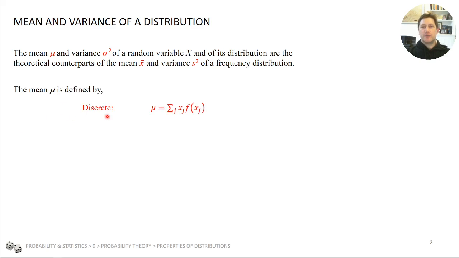The mean of a distribution, for a discrete distribution, is equal to the sum of all of the elements xj multiplied by the probability of each of those outcomes, f(xj). You add them up and that will give you the mean of that distribution. For continuous, you would do it with an integration. So we integrate from minus infinity to infinity to cover the whole possible range, and we multiply x by the probability density function, dx.